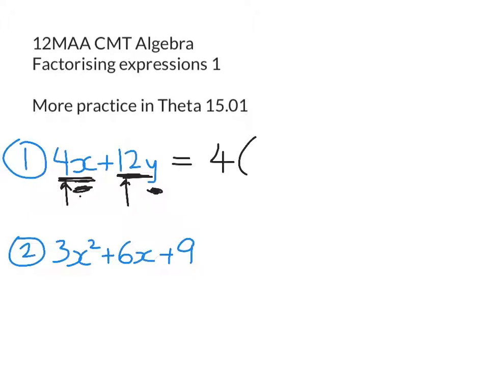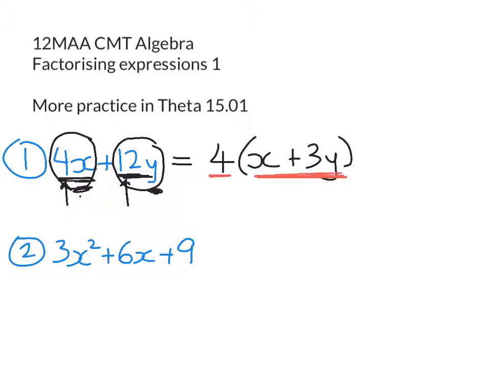So then we're going to have 4 times what to get me back to 4x? 4 times x. Plus 4 times what will get me 12y? It'll be 3y. So that's that one factorised. Notice that now I've got 4 times this thing here. So I've turned it into a product.